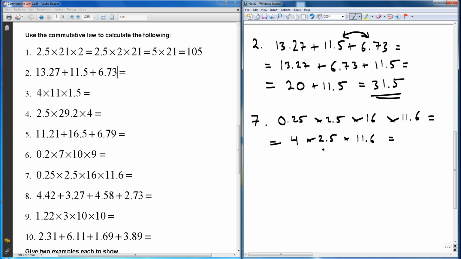And now I'm gonna calculate 4 times 2.5, because that's 10. Times 11.6. And when we have a decimal number times 10, we just move this decimal point to the right one step. So it's 116, which is the answer.